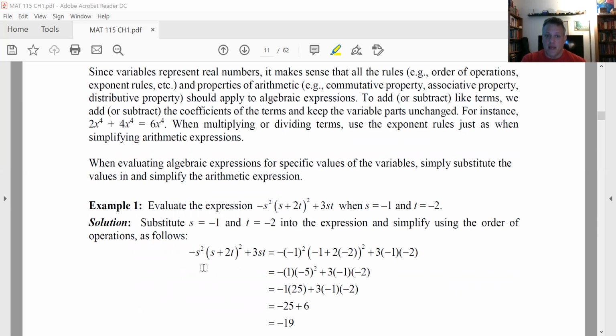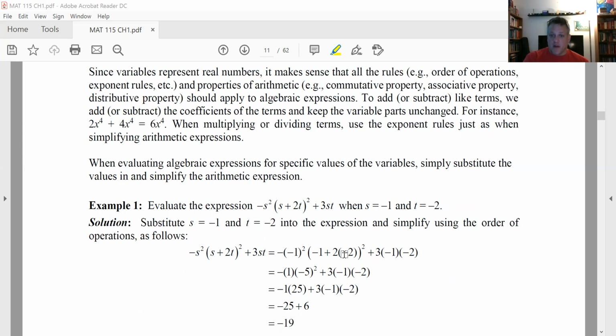You're really plugging in a -1 for s, so I put a parenthesis around that -1, because remember, that square is going to apply to s. S here includes that negative, so you have to include it in parentheses so that you know to square that. And then likewise, I'm plugging in -2 everywhere I see a t. The minute you do that, you have this expression, which is basically what you encountered back in section 1.1, right? You wanted to simplify this, and so what do you do? You apply the order of operations.